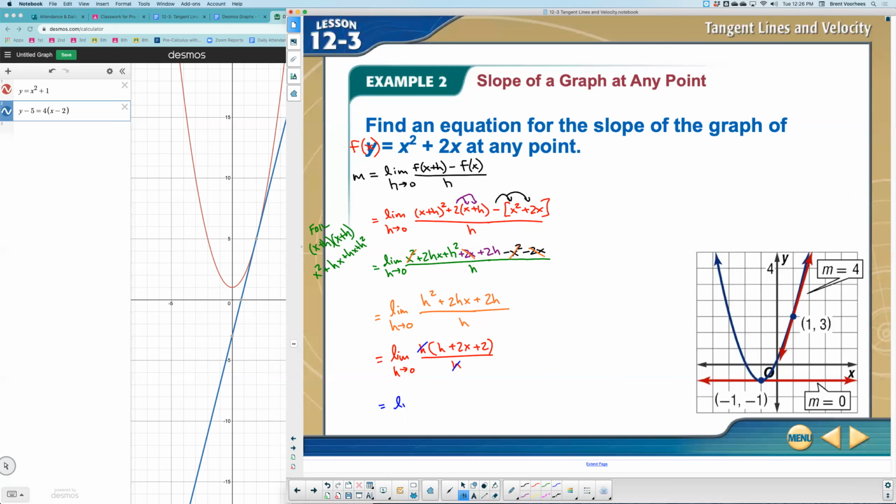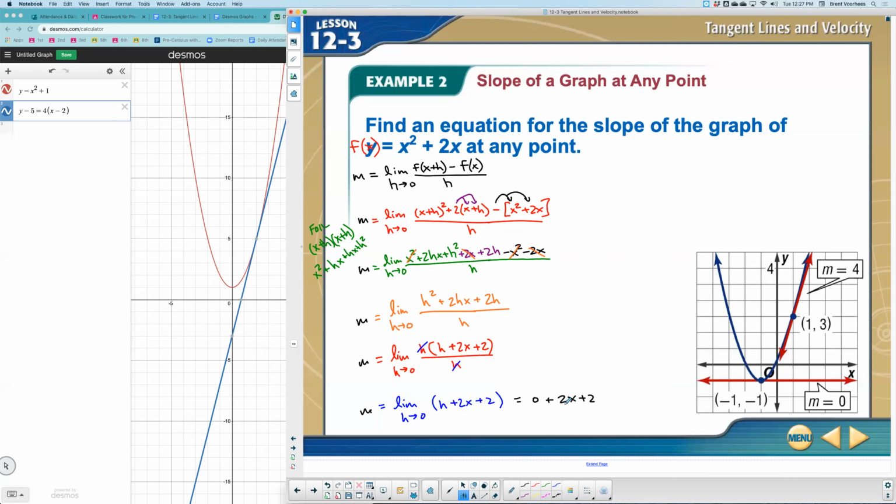And so now I'm saying, what is the limit as h approaches 0 of h plus 2x plus 2? I do a direct substitution at this stage, because this is now a polynomial. I get 0 plus 2x plus 2. And so since this is my slope all the way down, I've now come up with my slope. And really, this is more than a slope. This is going to be the equation at any point in time.